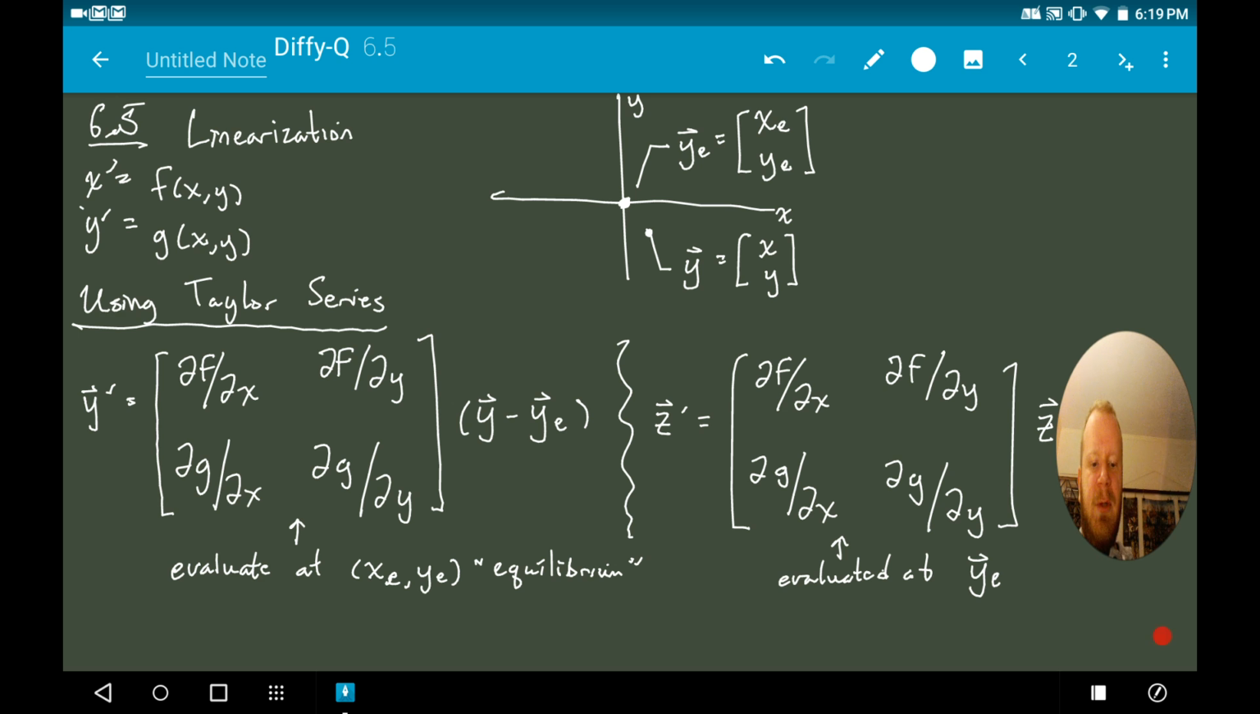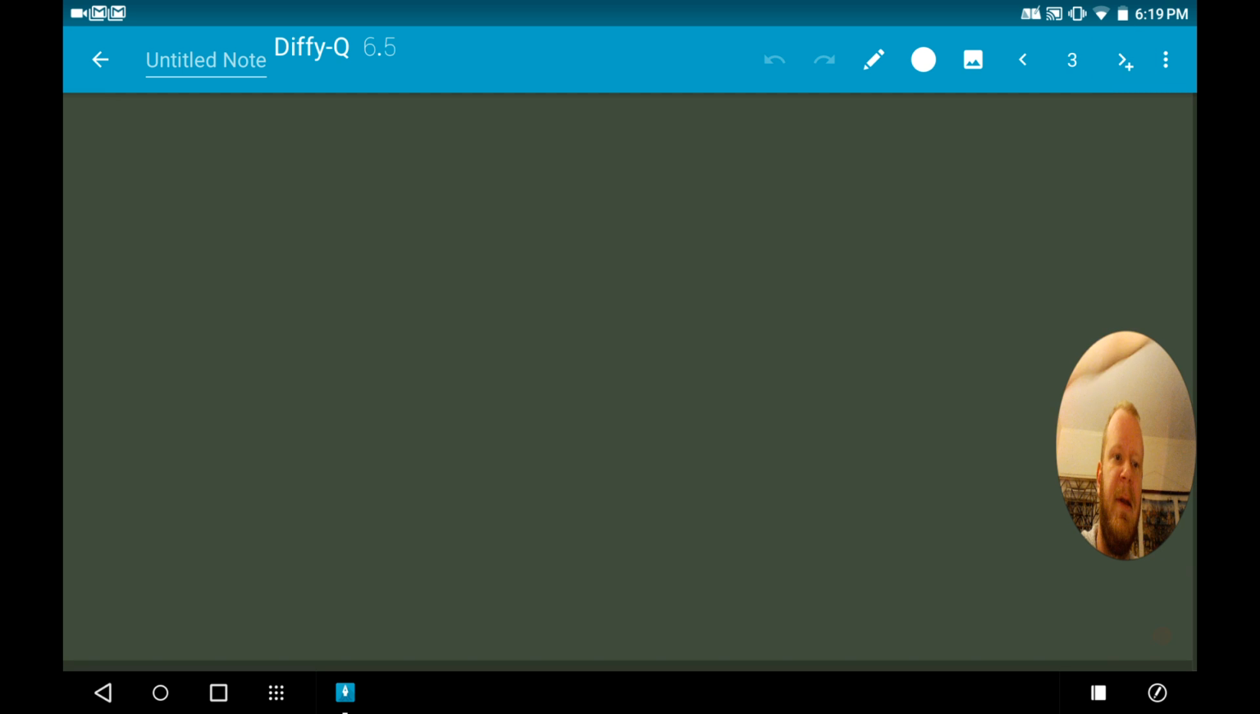Okay, so this is called the linearization, this setup here. So, like I said, let's look at an example of this.